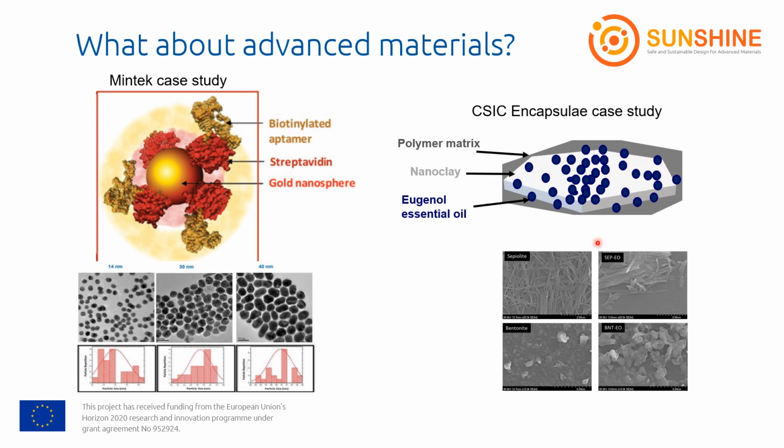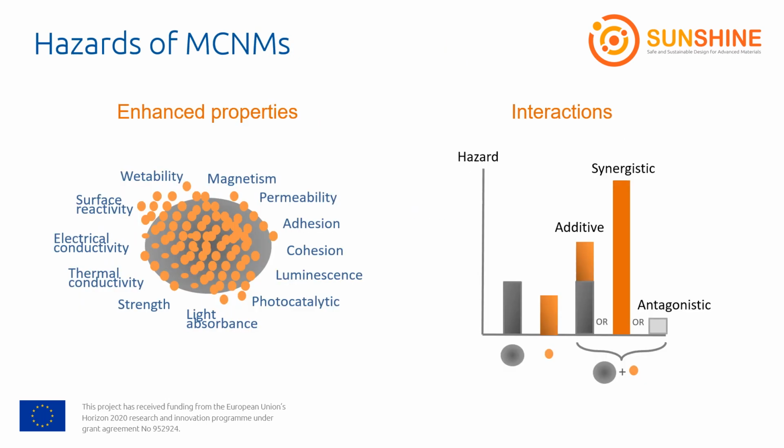So in the more recent project, Sunshine, we've been looking at multi-component nanomaterials that include a variety of different substances within an individual material. And so here, the considerations are much more complex than for the nanomaterials considered within the GRACIOS project. So for these multi-component nanomaterials, we need to consider that they have enhanced properties, and there are a wide range of enhanced properties, all of which could influence hazard. But we also need to think about interactions between the components within a multi-component nanomaterial.